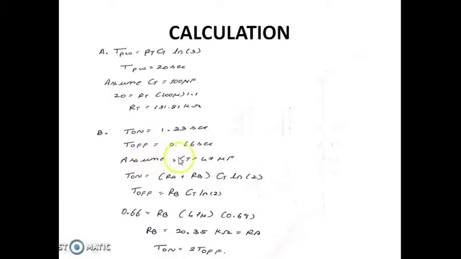Let us assume CT to be 47 microfarad and substituting that into the equation of T on, which is equal to RA plus RB into CT into ln 2, we will get RA is equal to 20.35 kilo ohm, which is also equal to RB. Since we have not considered a diode here, the T on value will be twice that of T off.